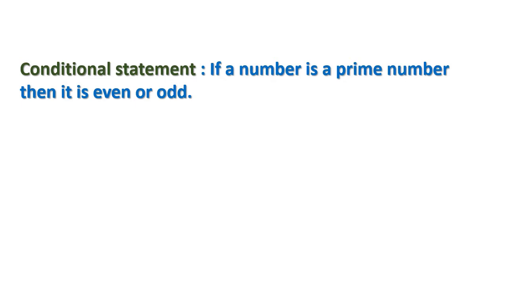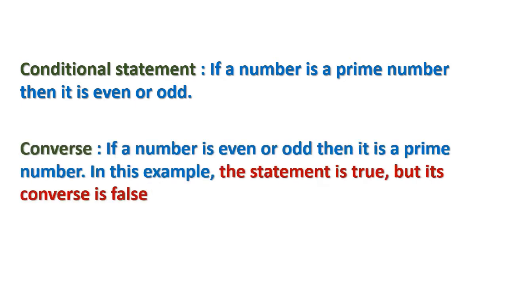So in that, 2 is an even number, 1 is an odd number, and 3 is an odd number. So the statement is true. If a number is a prime number, then it is even or odd. But if you make the converse of it, if a number is even or odd, then it is a prime number, this won't stand.